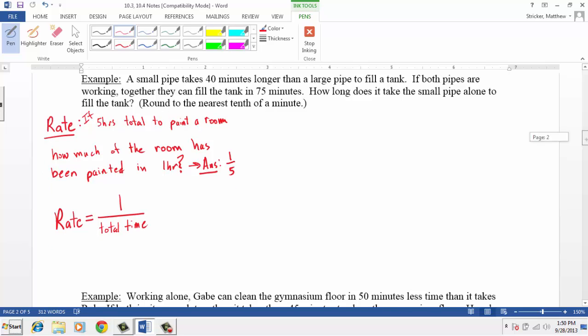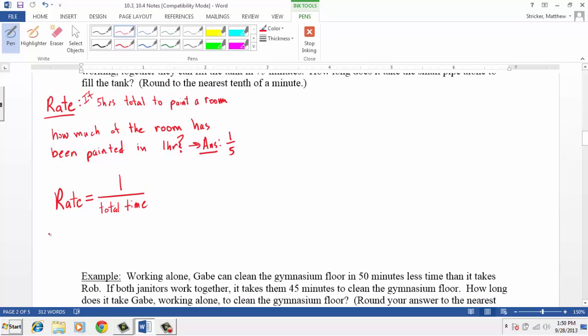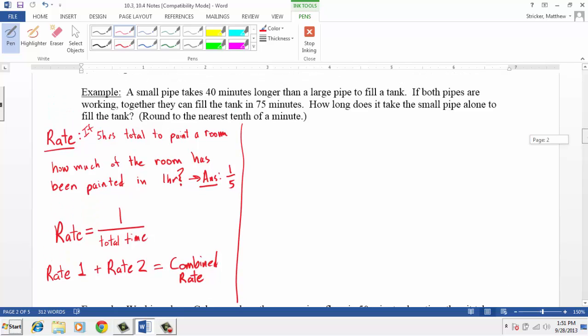And so the way they usually work out is you take the rate of the first person or pipe or whatever, and you add it to the rate at which the second pipe or person can do the job, and you get a combined rate. Two rates working together can be added together to get a combined rate. And so let's see how we can apply this with the problem in the example.